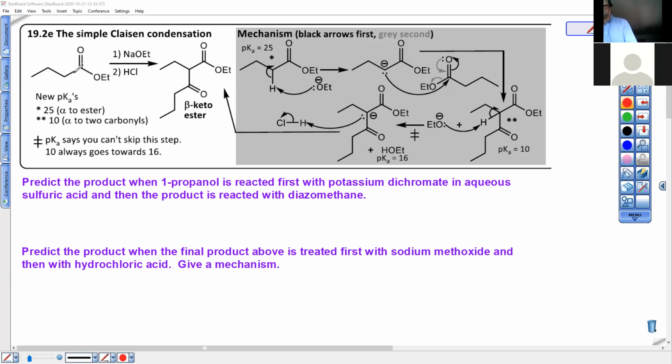We're starting with an alpha hydrogen off of, in this case, a different species, an ester. And you would think that the alpha hydrogen here would have a pKa of less than 20. Remember, for aldehydes and ketones, it was 20. But instead, we have the opposite. We have a pKa of 25 if you're alpha to an ester. Why?